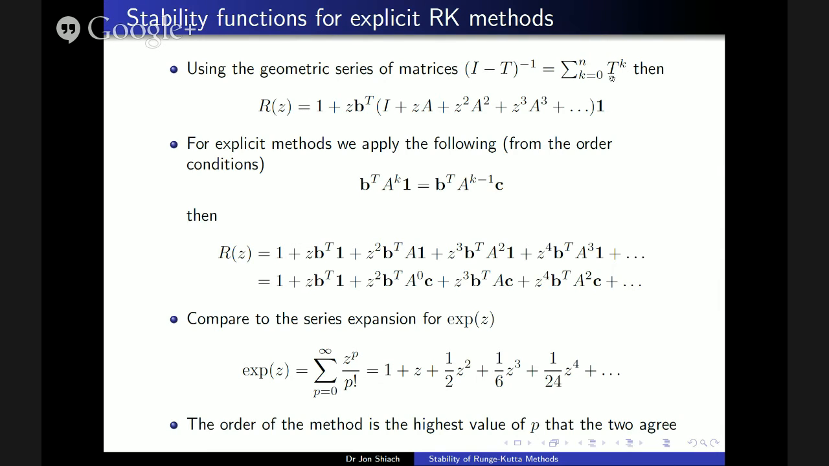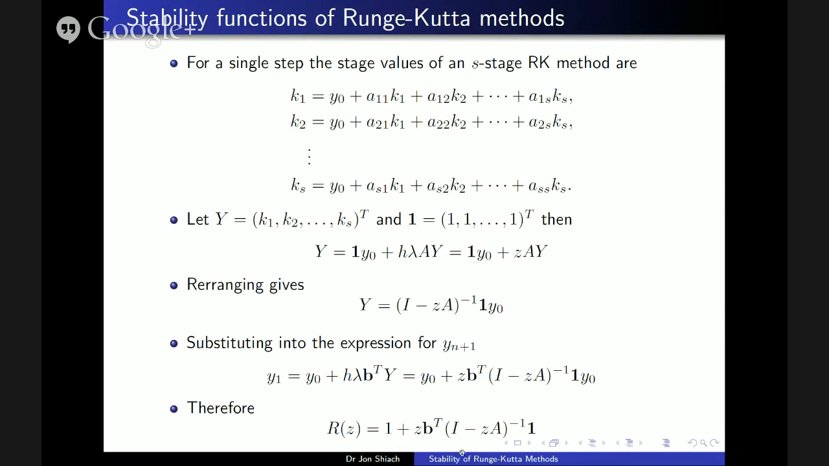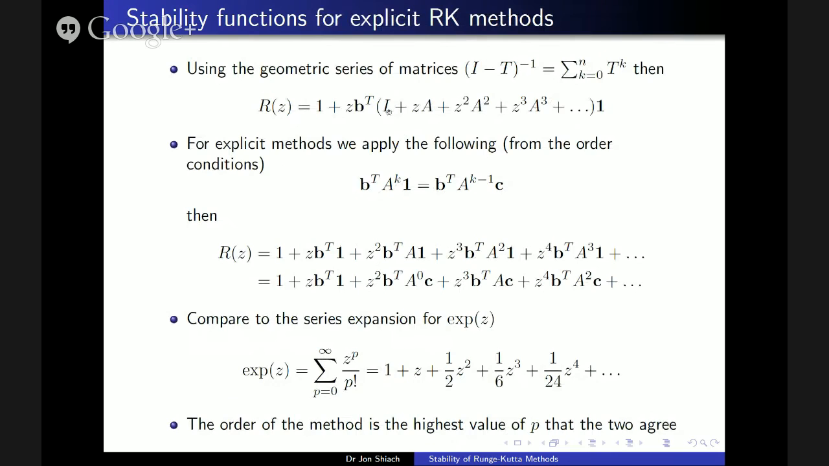So that would be T^0, which is the identity matrix, T to the power 1, plus T to the power 2, plus T to the power 3, etc. This is what we call the geometric series of matrices. So we're going to use that. Instead of the (I minus ZA) inverted, we can write I plus ZA plus Z squared A squared plus Z cubed A cubed, etc. So that's just using this series sum in the place of (I minus ZA) inverse.